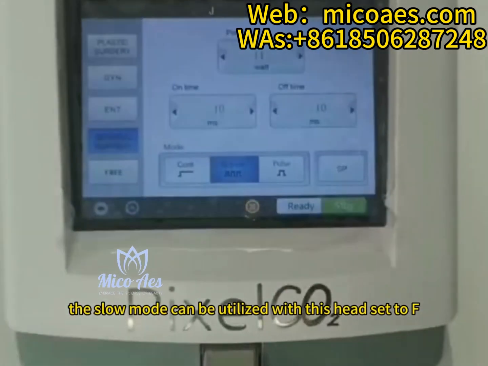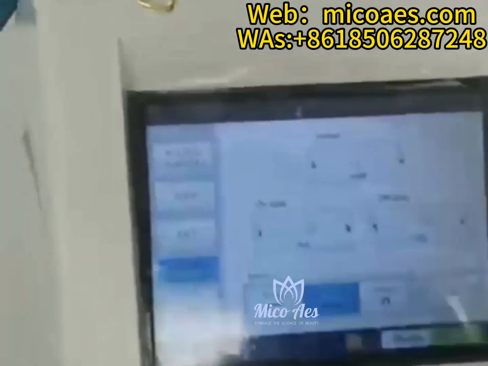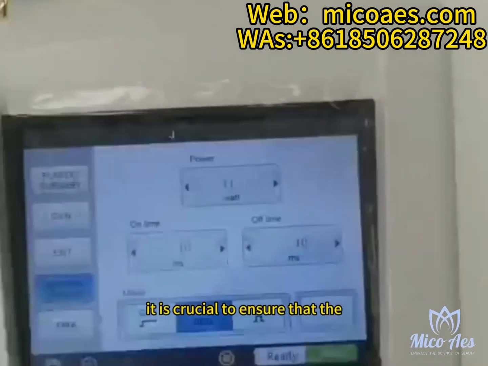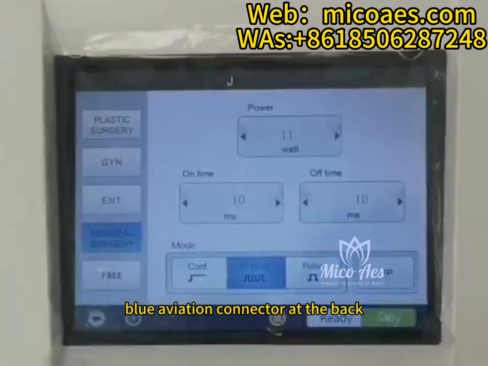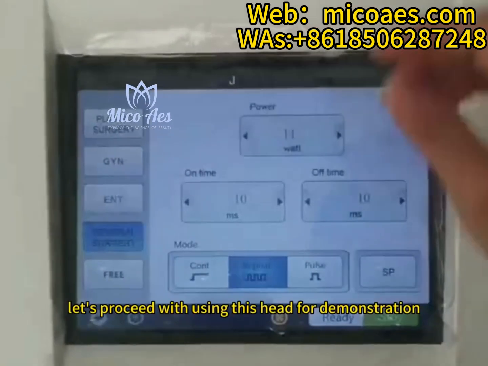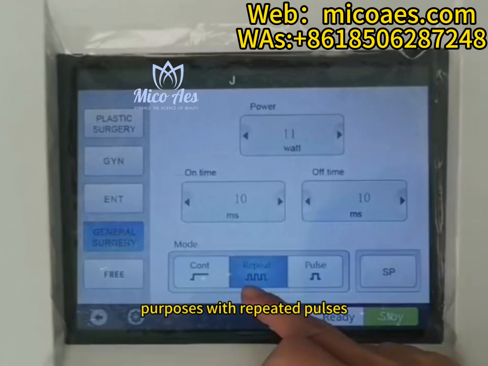The slow mode can be utilized with this head set to f equals 100 during operation. When removing or installing this head, it's crucial to ensure that the blue aviation connector at the back remains attached. This must not be removed. Now let's proceed with using this head for demonstration purposes with repeated pulses.